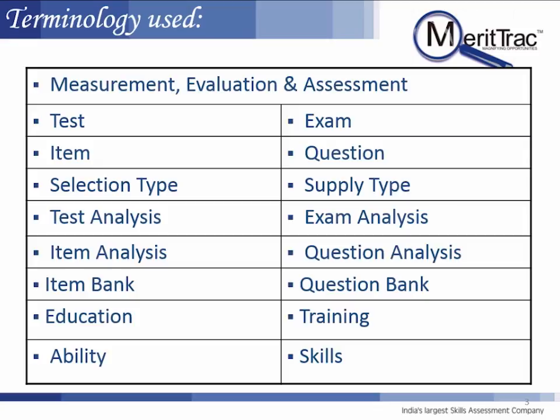So this is what it is, the traditional form. At the end of the exam, these answers are measured and certain marks are given. So it's evaluated and marks are given. On the left hand side, you will find test, item, selection type. That means selection type items are used to test. Now what do you test? You test the abilities, which is written down below.